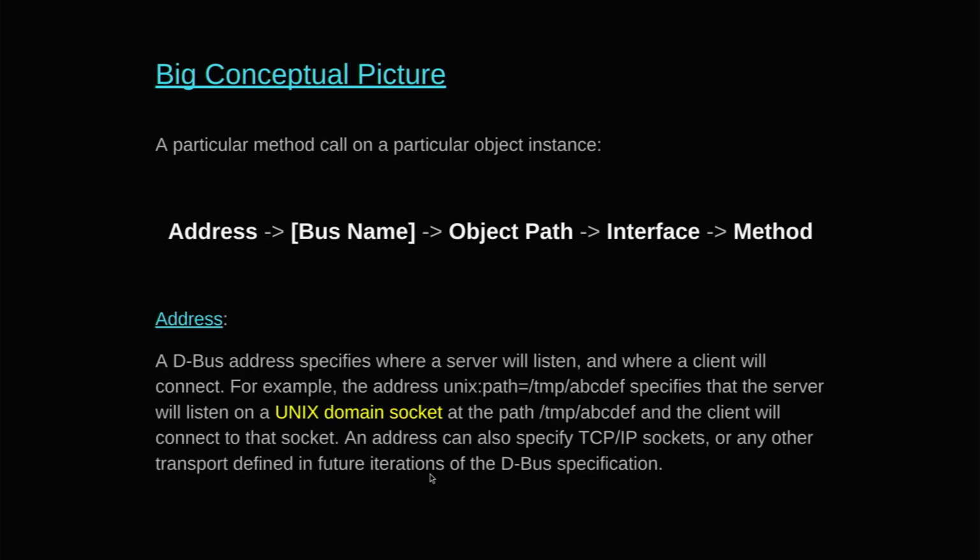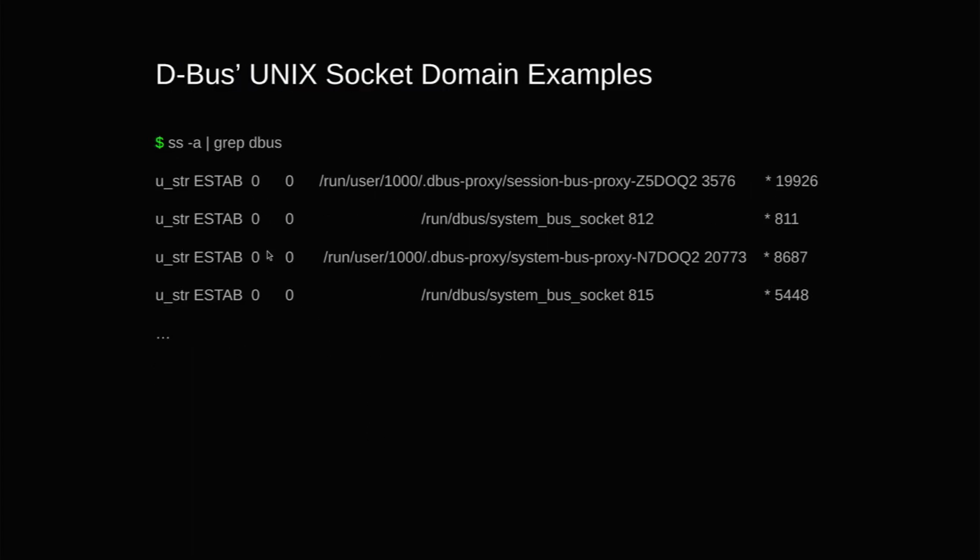Now, here's a small recap. When the D-Bus client side process tries to address the resource on the D-Bus server side process, it needs the bus name, object path, and the interface name and the methods. And D-Bus communication is based on the Unix domain socket. So we can use the socket stat command ss -a and grep with the keyword dbus. So it shows all of the D-Bus connections here.